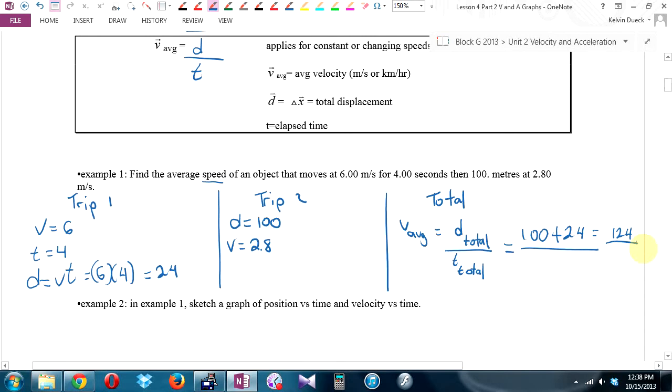Okay. The bottom is total time. How many seconds long was our first trip? 4. How many seconds long was our second trip? We don't know yet.